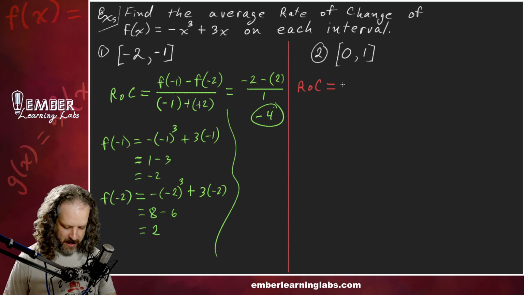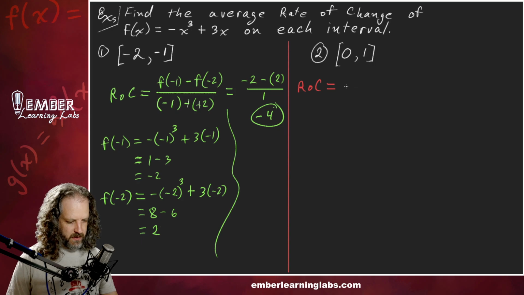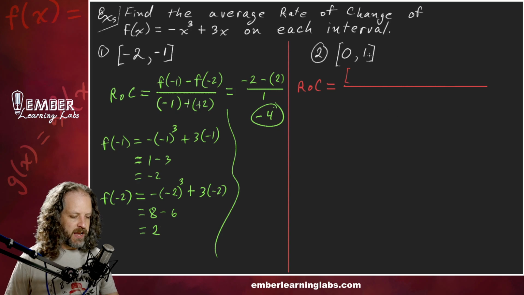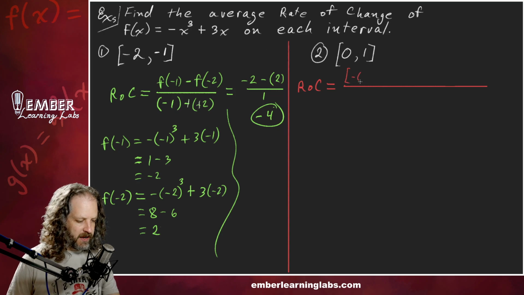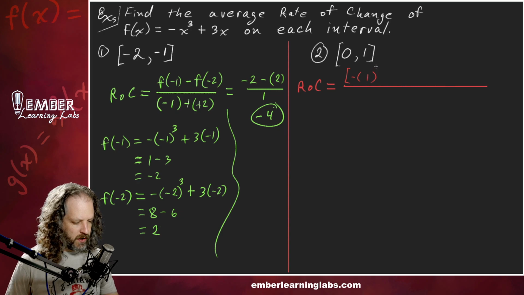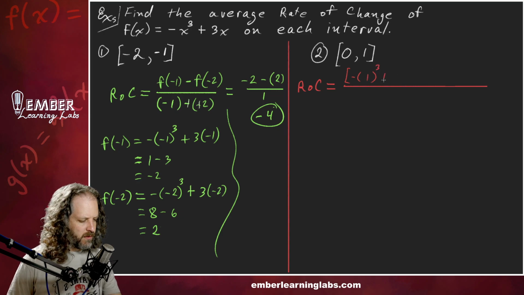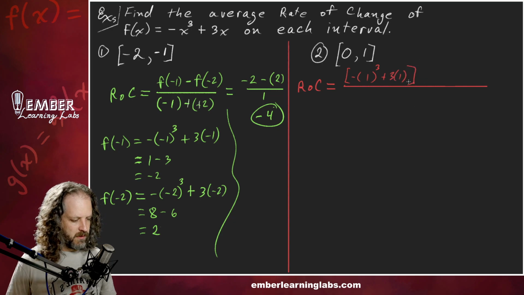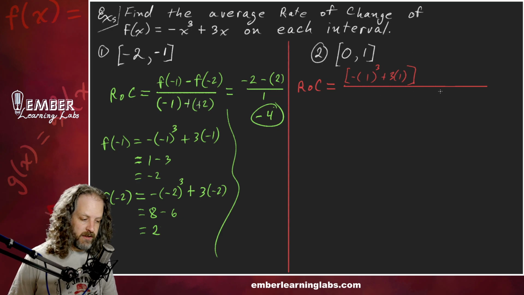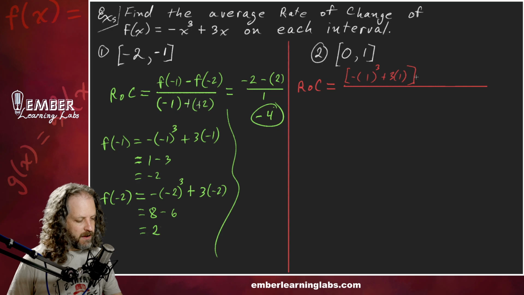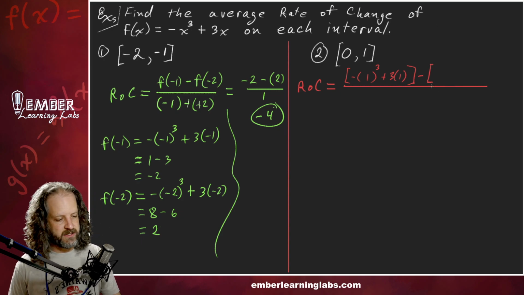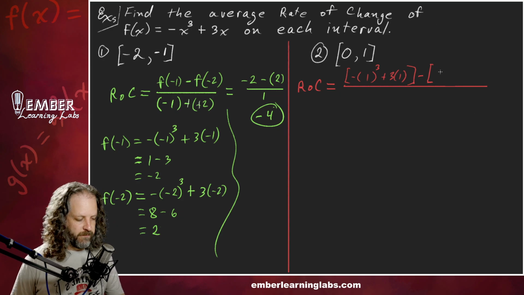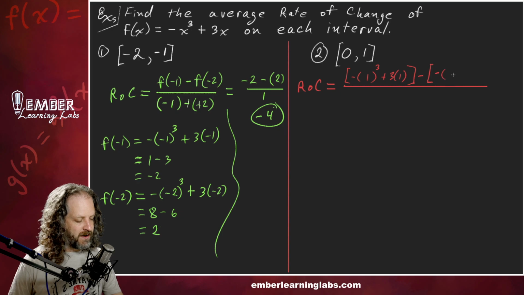So we're going to have f of 1. So what is f of 1? We're going to plug in 1 into these places. So it's going to be negative 1 cubed plus 3 times 1. All right, so that's f of 1. Yes, 1 plugged in there. Minus f of 0. That's a nice one. We like zeros in these. Zeros make stuff poof. That's very, very handy.